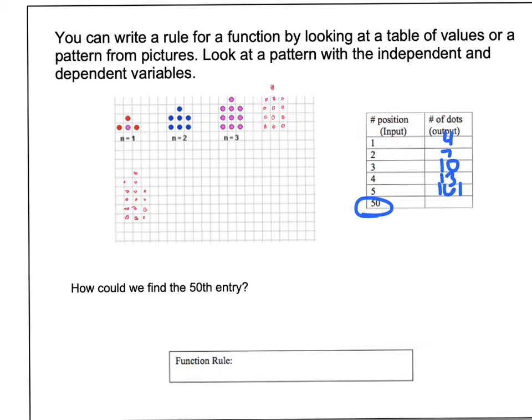We would certainly not want to draw all those patterns out. So there's a couple ways to do this. You could look at the table and see that each time you're adding 3 to those numbers in the output section. So that's telling us something there, that you're changing by 3 each time. And then if you looked at the pattern, you can see that you had 1 left over at the top there. So we'd have to account for that as well. Well, the function rule for this is that your output was 3 times your input plus 1 more.